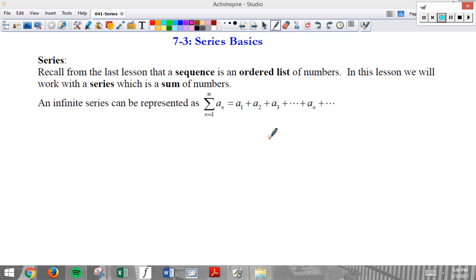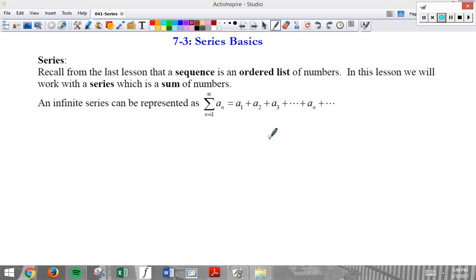Series are the first and only big topic that's different from AB. AP says there are 4 big topics in BC and only 3 big topics in AB. The 3 big topics in AB are limits, derivatives, and integrals. That's how major this is.